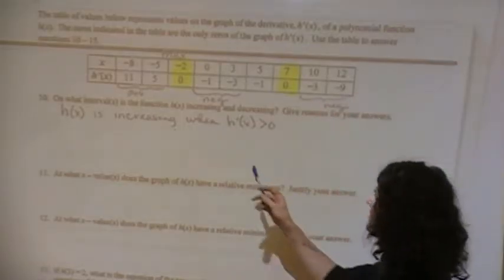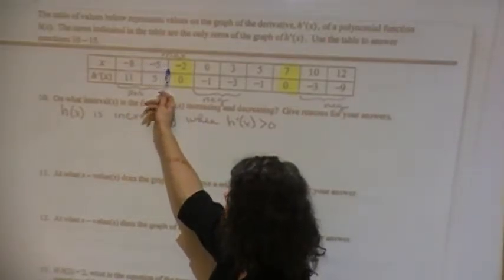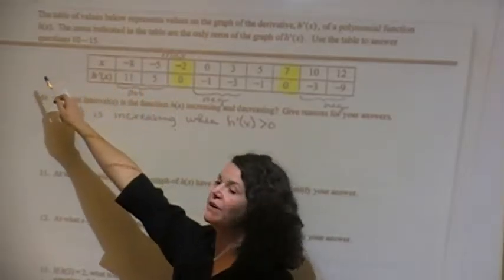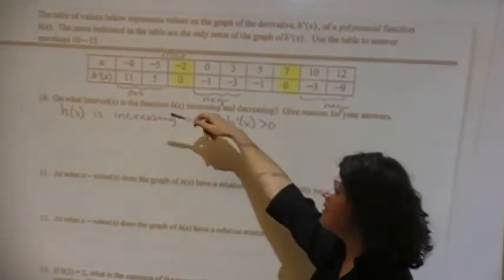So in this case, since we know this isn't going to change behavior again, this is going to negative infinity. So from negative infinity to negative 2, it's increasing.